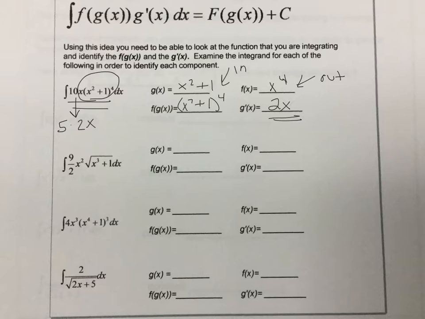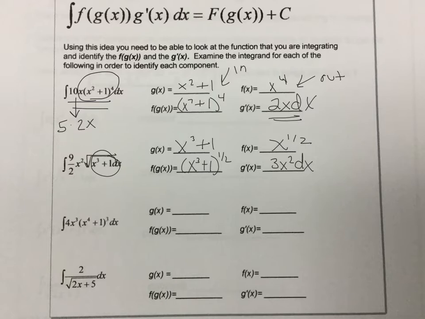For the next one, it's easy to tell that the inside function is x cubed plus 1, which means our outside function is that square root, so it's x to the 1/2. The composition becomes x cubed plus 1 to the 1/2. The derivative of my inside function, x cubed, is 3x squared, and you can also add on your dx, which I forgot to do up here.